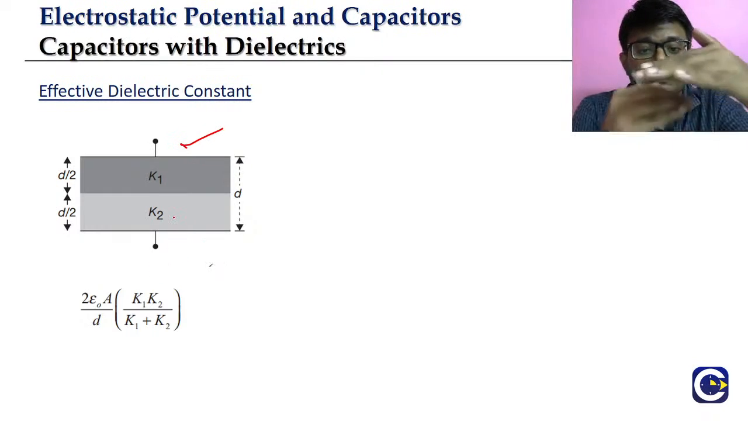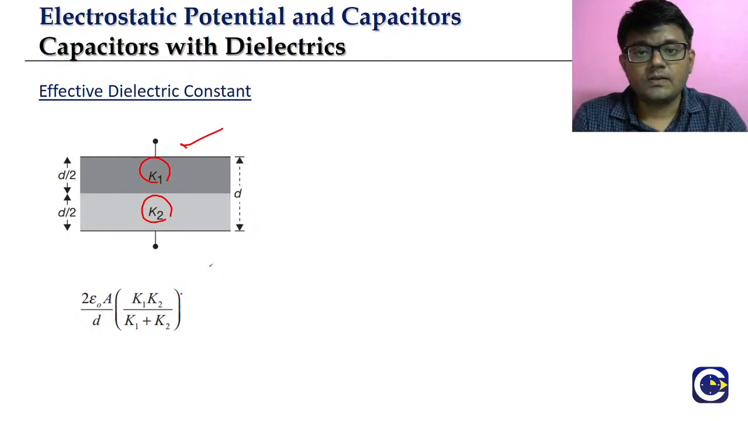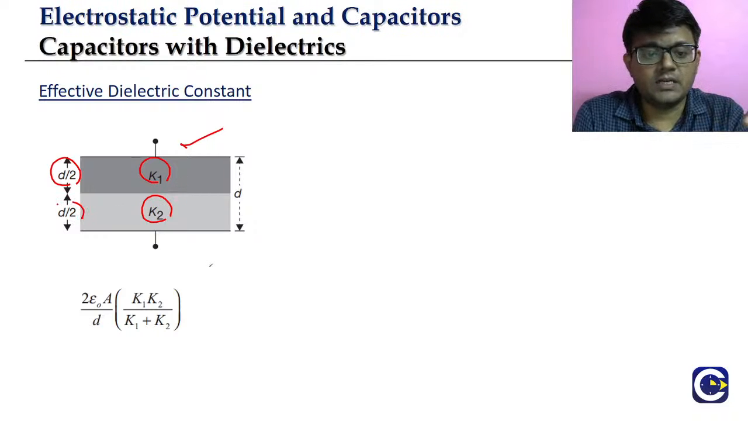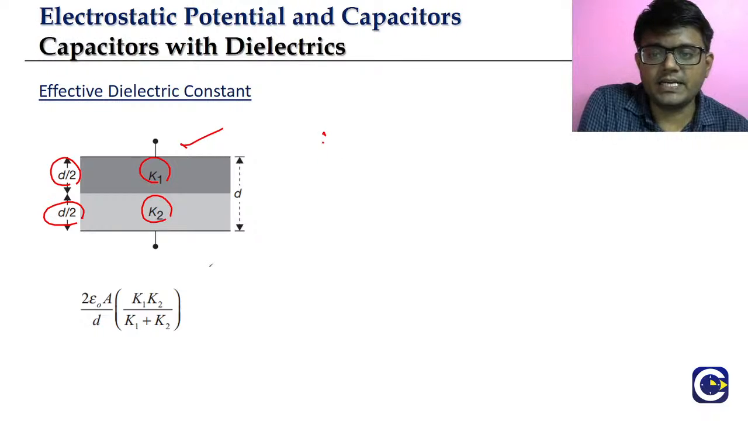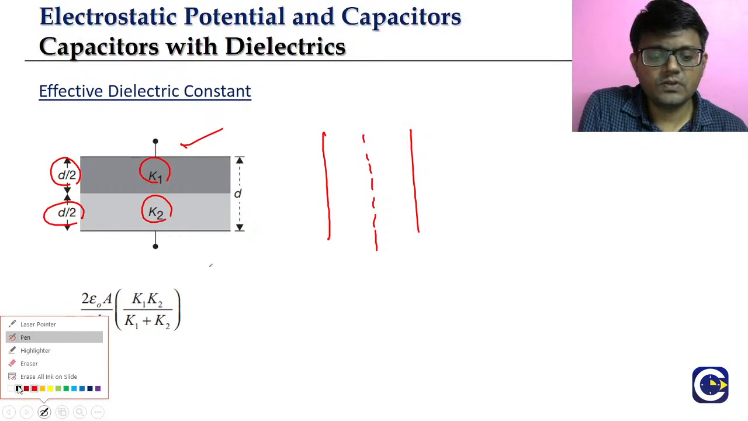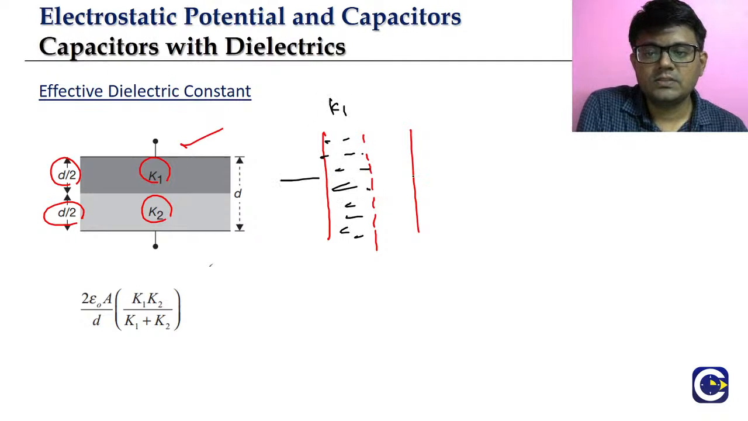So if we fill it with two mediums, where for a width d by 2 we have medium K1, and then for d by 2 we have medium K2. If you rotate it and see it, it will come like this. You will have medium 1, like this is how it is connected, and on the other side medium 2.